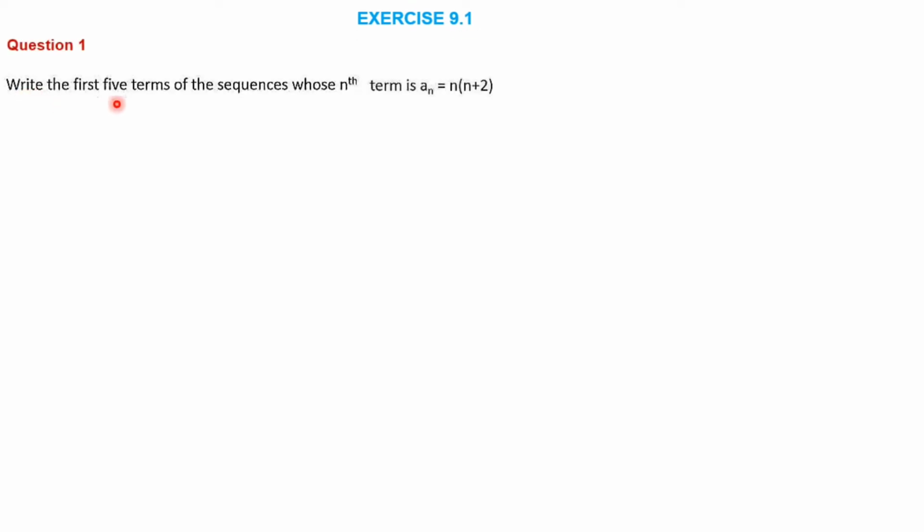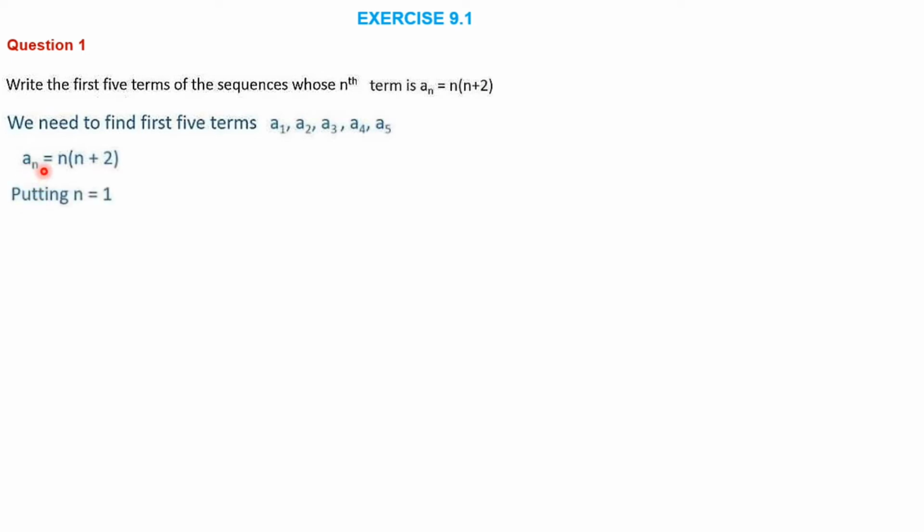Next we shall discuss the exercise problems. Exercise 9.1, first question. Write the first 5 terms of the sequence whose nth term is an is equal to n into n plus 2. Nth term means a general term is given to us, n into n plus 2. We are asked to find out the first 5 terms. Very simple question this is. First 5 terms means a1, a2, a3, a4, a5. So we need to find the first 5 terms a1, a2, etc. up to a5. An, that is the general form, an is equal to n into n plus 2.